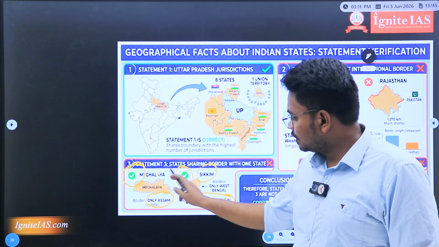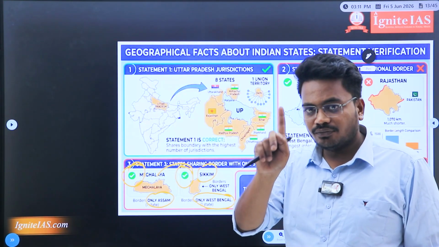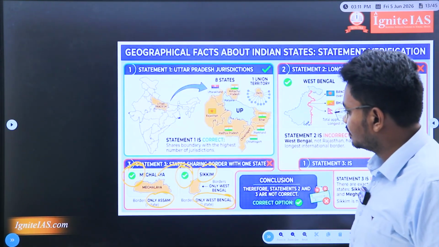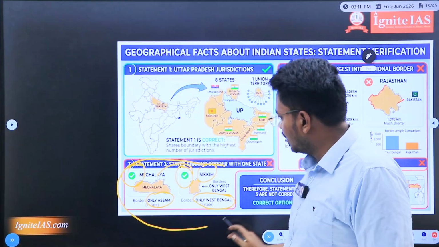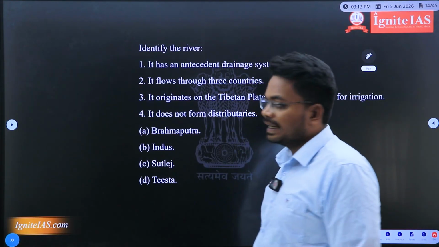Okay, so in India we have only two states which share their state boundary with only one state: Meghalaya and Sikkim. And even these Meghalaya and Sikkim are in the northeastern part. Next question, identify the river.